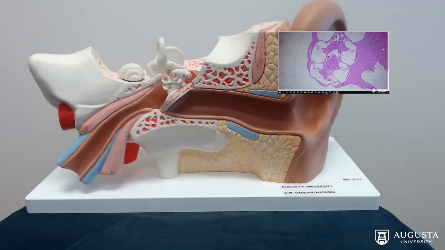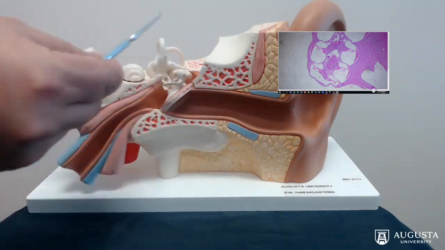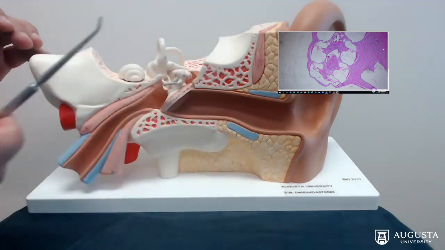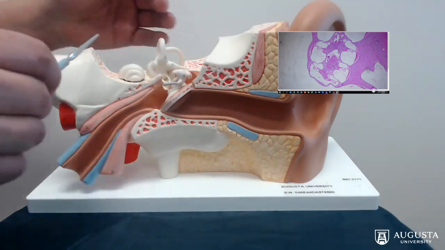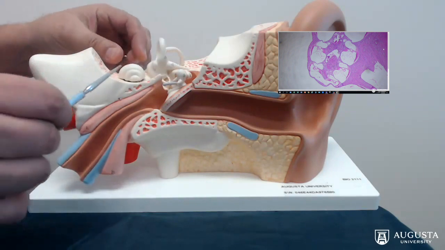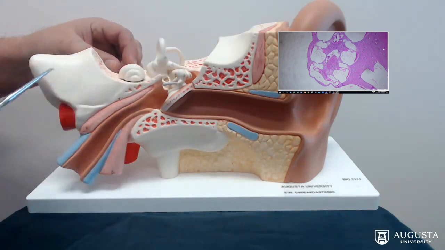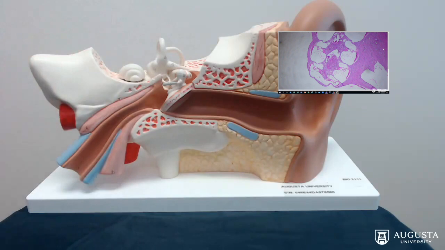This video will focus on the histology of the cochlea of the ear. On the model, you can see that the entire inner ear is embedded within the temporal bone. The structure that we're going to focus on today is the cochlea, specifically the spiral organ of the cochlea. There's a separate video that will walk you through the gross anatomy of the ear.